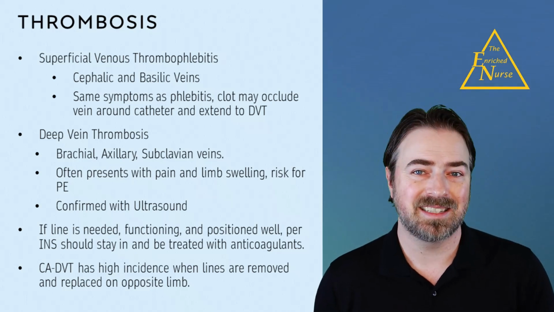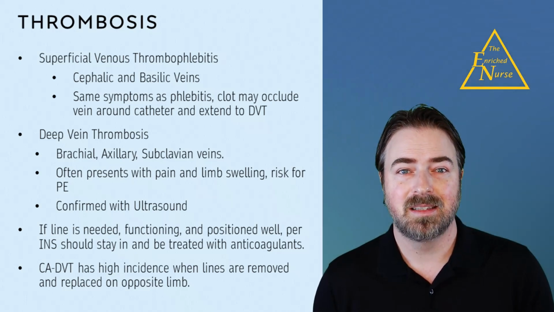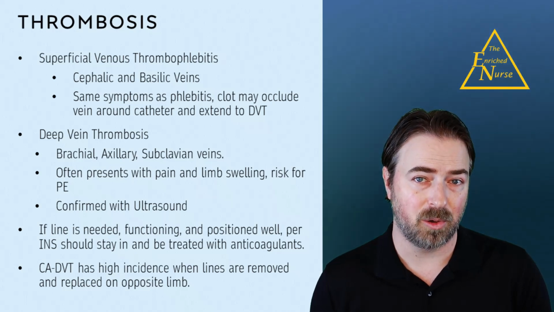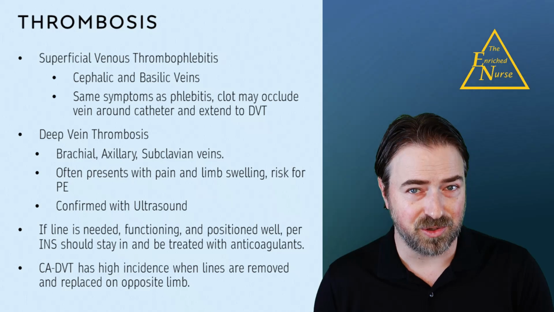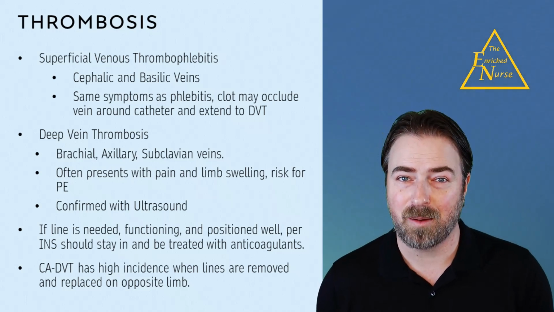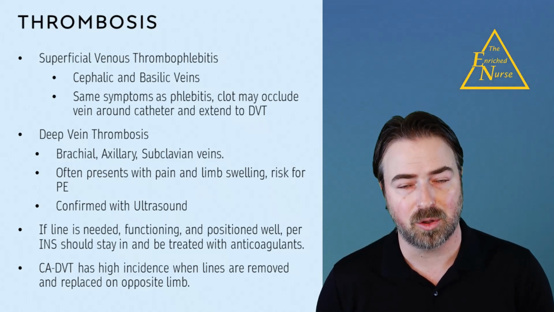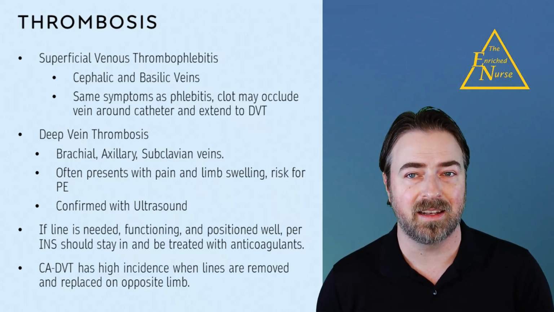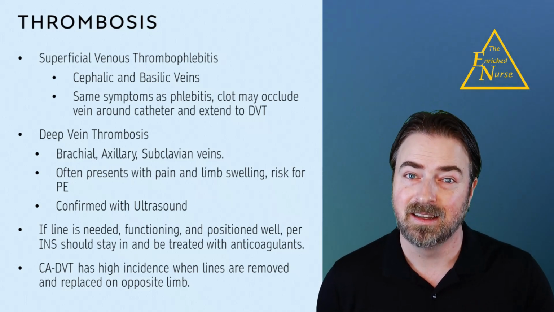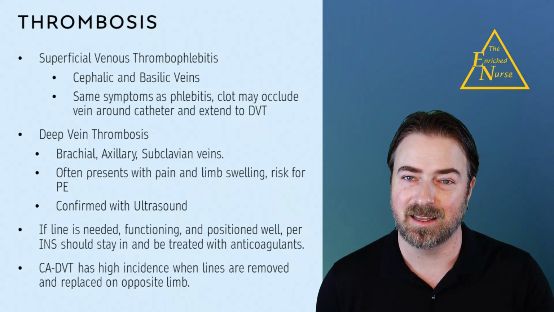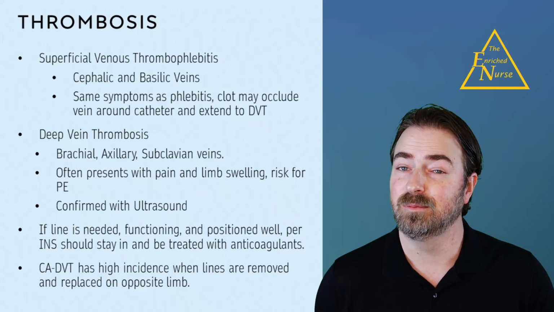CA-DVT is confirmed with ultrasound, but just because the DVT is present doesn't mean the catheter should automatically be removed and replaced. According to INS, if the catheter is functional, it's still needed, and it's in the proper position, it should be left in and treated accordingly with anticoagulants. Placing a new line is associated with a high incidence of a new DVT on the new line's site. So why risk giving the patient two DVTs when you can manage one?